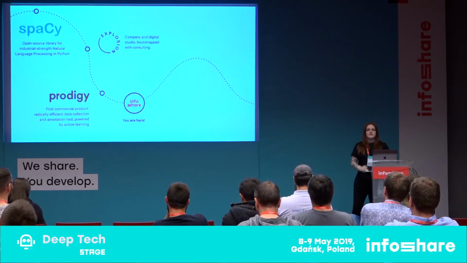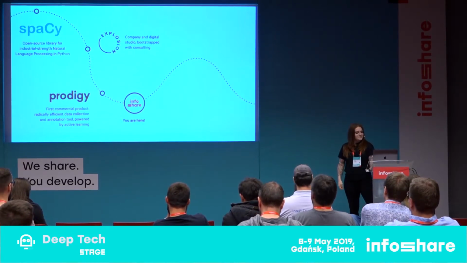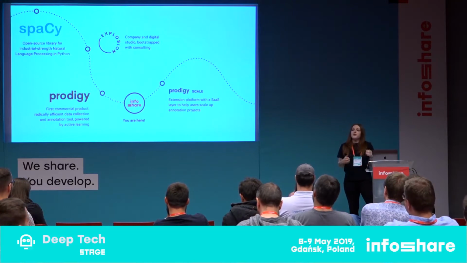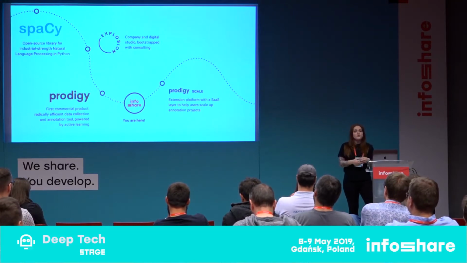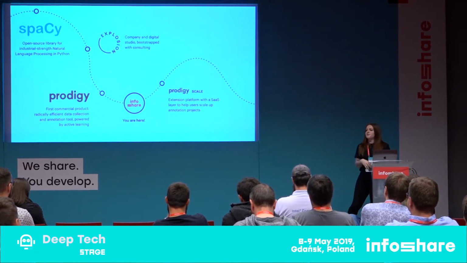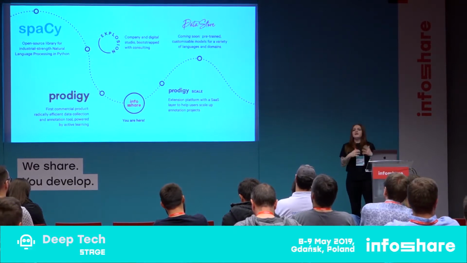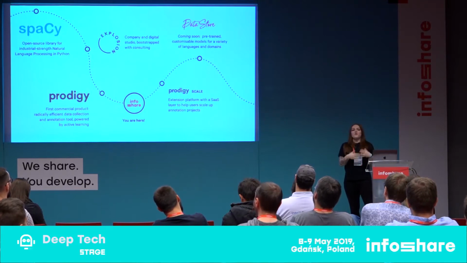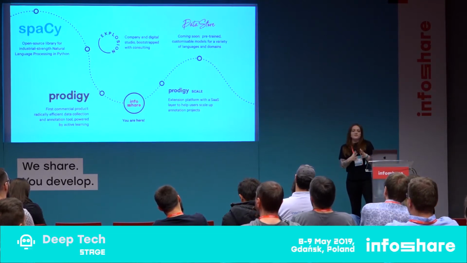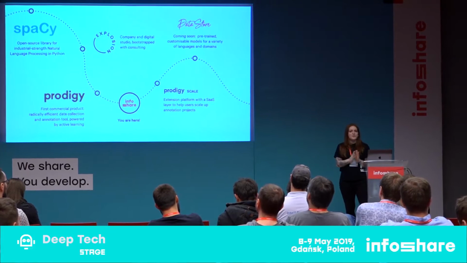And so that's kind of where we're at now. Currently we're working on an extension product for Prodigy, which is more of a software as a service type platform, which helps teams scale up their annotation efforts, have larger annotation teams, and run experiments at a larger scale. So that's very close to the first release. In the future, we're also planning an online store for pre-trained models for different languages and different domains. So that's what we're working on.